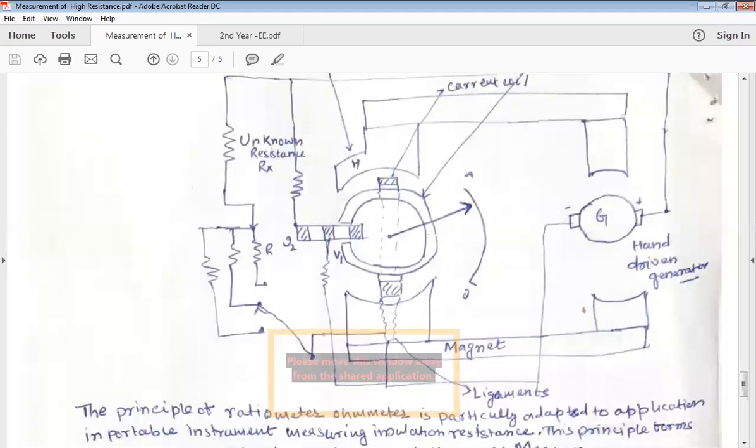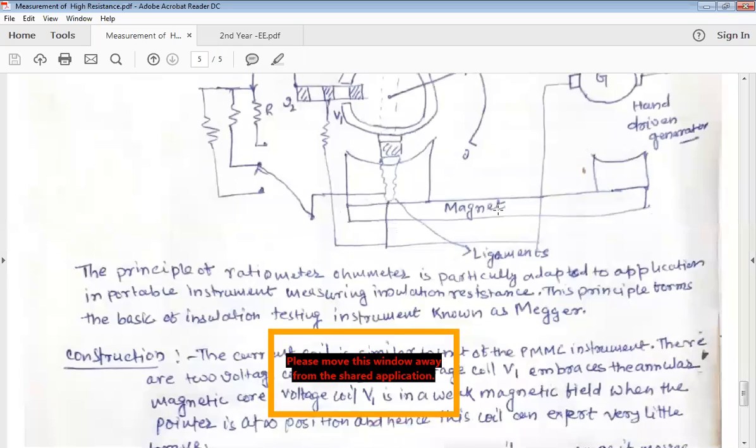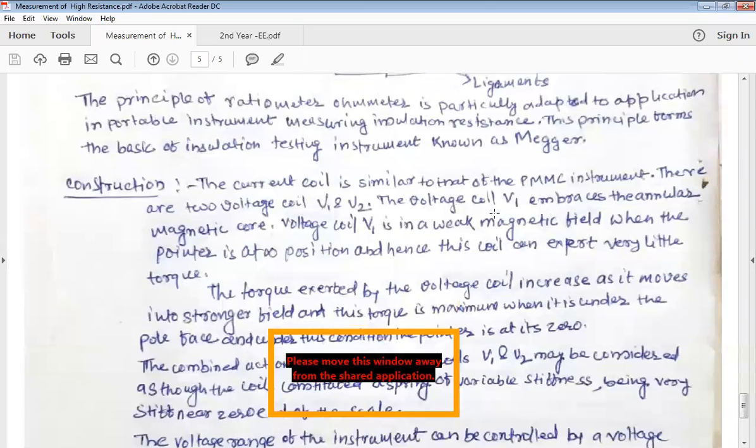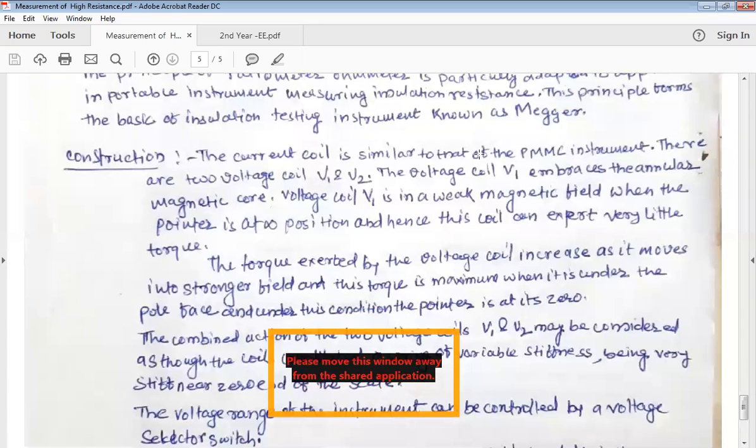So in this way they produce torque to rotate the pointer, and finally, according to the value of unknown resistance, the pointer indicates the value of unknown resistance. Okay, so construction: the current coil is similar to that of the PMMC instrument.